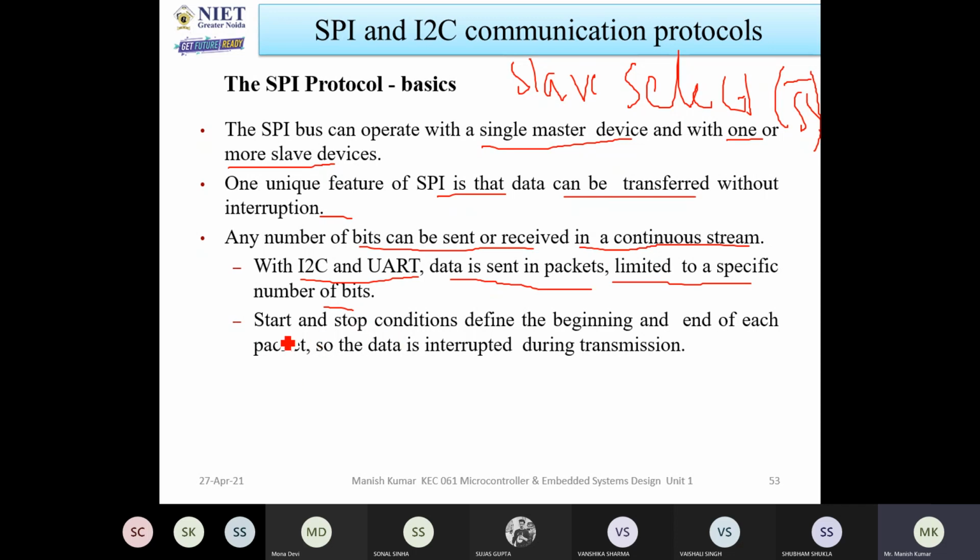So in this situation, there will be start and stop conditions. With the help of a start condition, you can transfer one packet. With the stop signal, you can stop the transmission of data. So in this case, the data may be interrupted during transmission, since it will depend upon the start and stop conditions. Start and stop bits, you can call them that.